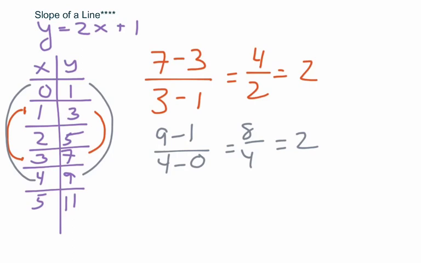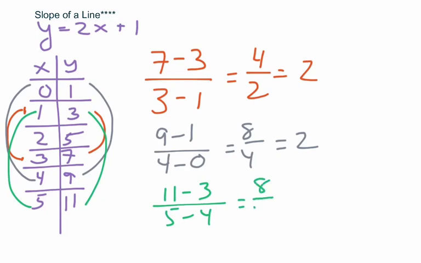And we'll just do one more. We'll do the point 5, 11, and we'll go back to the point 1, 3 again. So we'll do 11 minus 3, and we'll do 5 minus 1. And so once again, I end up with 8 over 4. I did the subtraction in my head as I was writing it down.